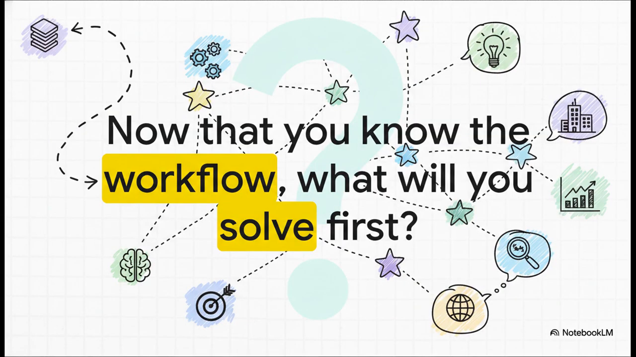So, we've taken the journey from a simple question to a fully realized AI model. The process isn't magic anymore, it's a map that you can actually follow. Which leaves just one final question for you. Now that you know the path, what problem will you solve first?